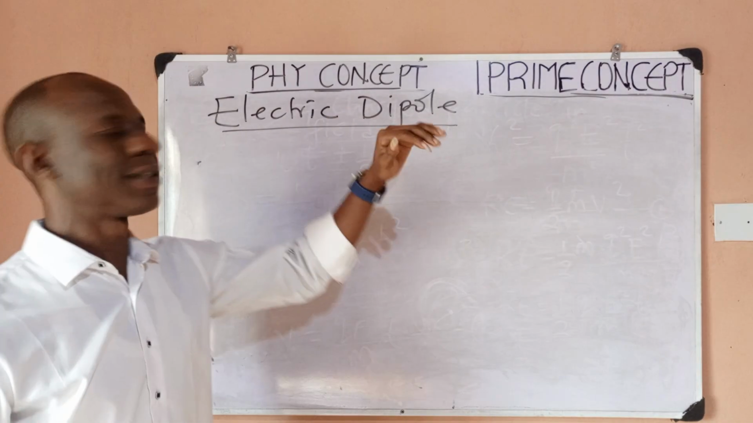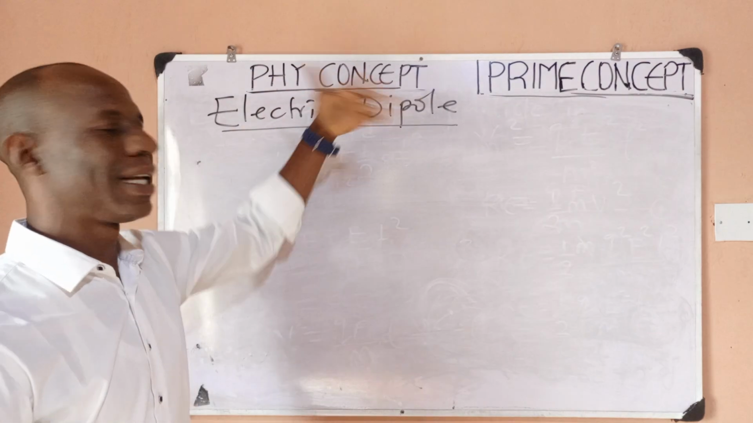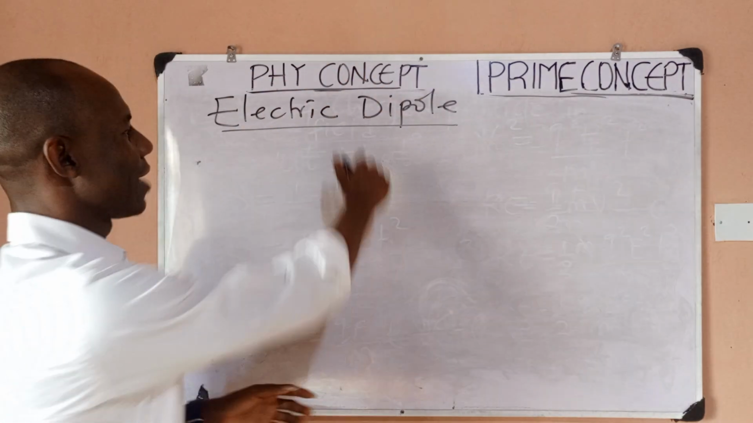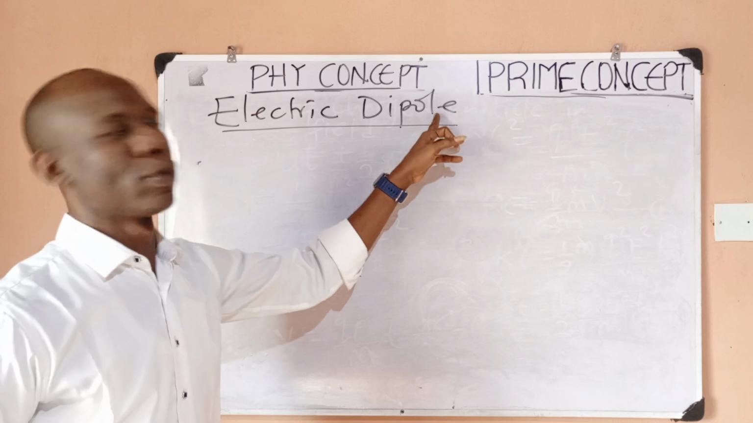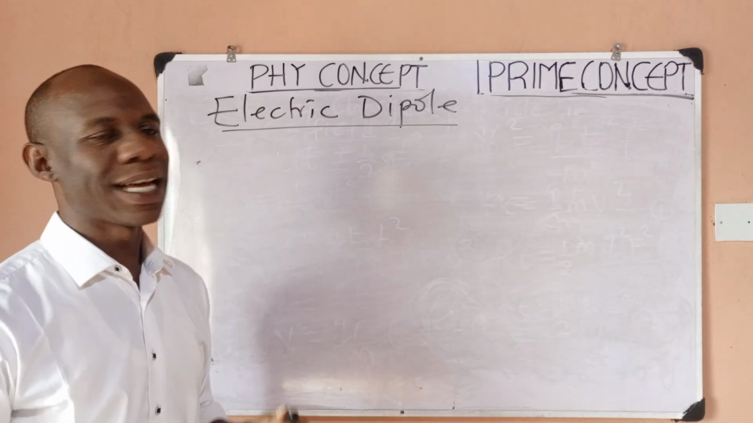Now we want to analyze another concept which is electric dipole. We want to understand what an electric dipole is, right? Now di means two poles. So we're talking of two poles. Now what is an electric dipole?